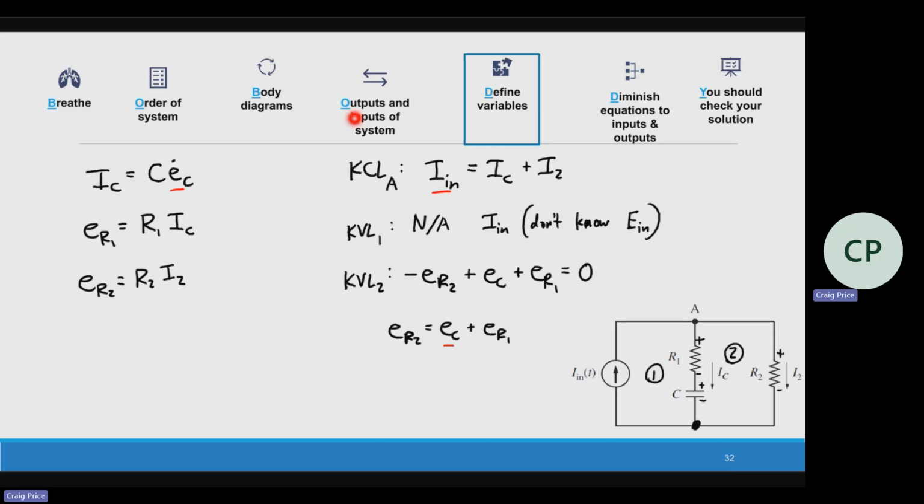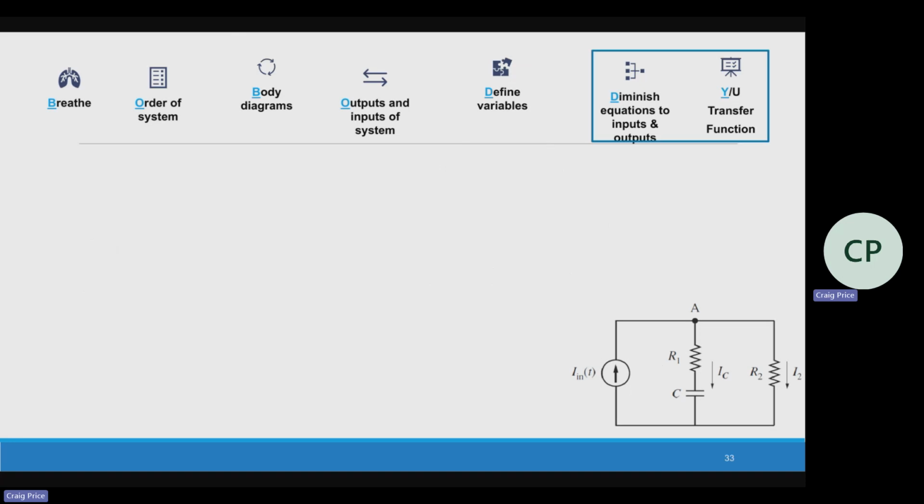So, next slide, KCL is our starting point. We have I_N is equal to I_C plus I2. I like I_N. I'm not going to change it. That's my input for my transfer function. We're not touching that. The other 2 I do not like. What would you say we should change I sub C to?